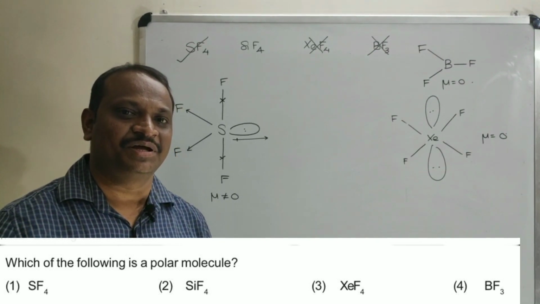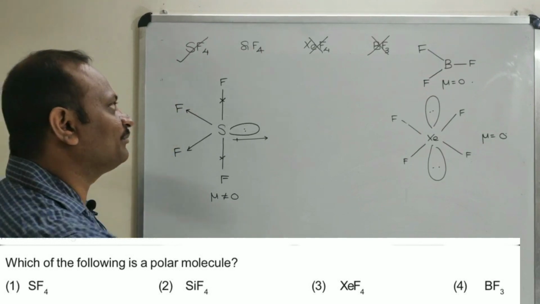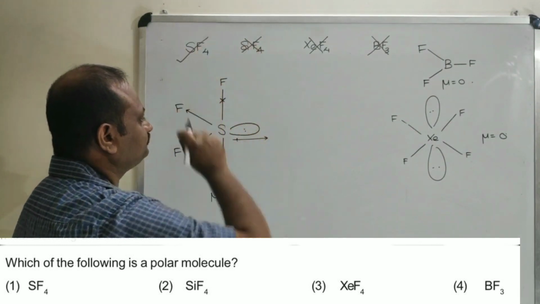But SiF4 is just like CH4, just like CF4. It is a tetrahedral shape. All the bonds are equal. So definitely this is also not polar.